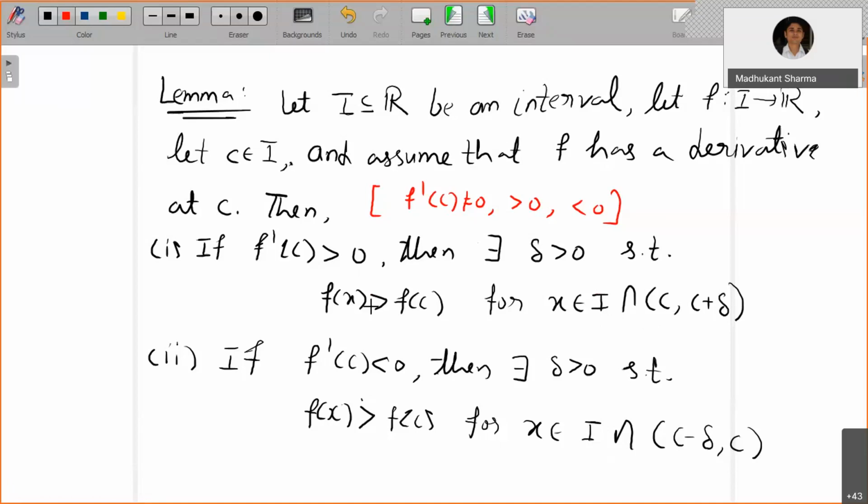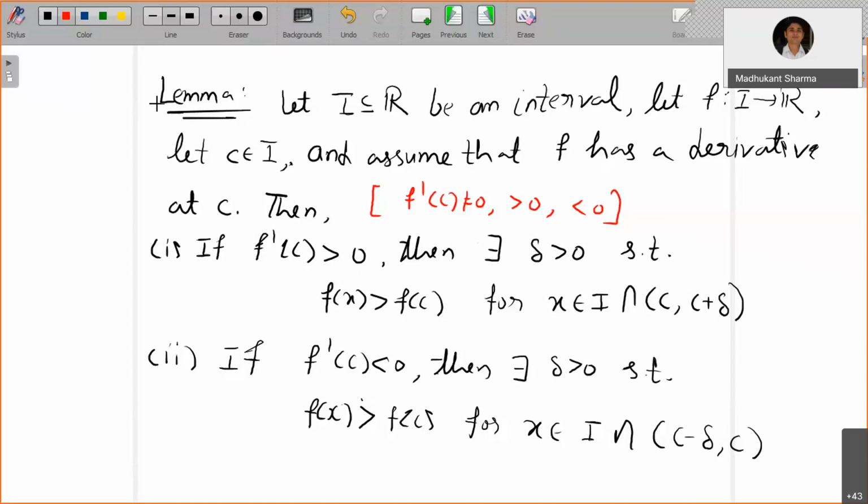You have already shown that if f dash of x is strictly greater than 0, then f is strictly increasing. So if f dash of c is greater than 0, then it is strictly increasing over the interval c to c plus delta. Previously we talked about the interval where it is strictly greater than 0. Now you are talking about a point where it is strictly greater than 0. That is the difference.